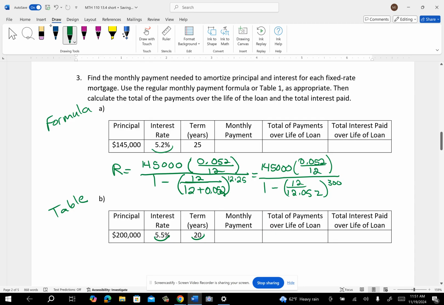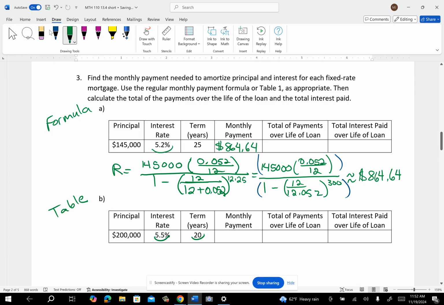Then be careful. You may need extra grouping symbols depending on your calculator to make sure that you get that typed in correctly. And when you work that out, that turns out to be about $864.64. Okay. Now that right there is just what the monthly payment would be. That's this answer. Okay, so that's the first part.